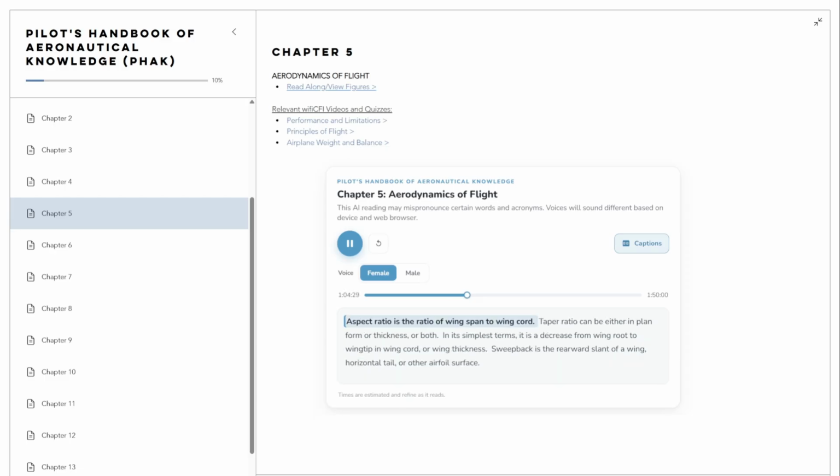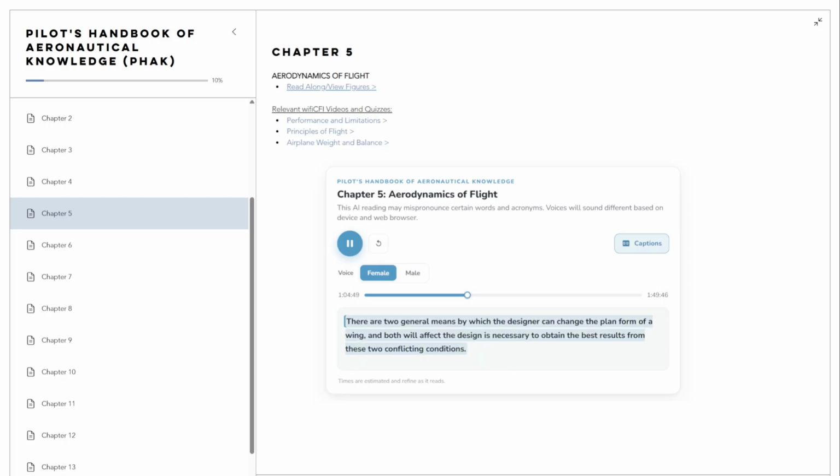Aspect ratio is the ratio of wing span to wing chord. Taper ratio can be either in plan form or thickness, or both. In its simplest terms, it is a decrease from wing root to wingtip in wing chord, or wing thickness. Sweepback is the rearward slant of a wing, horizontal tail, or other airfoil surface.